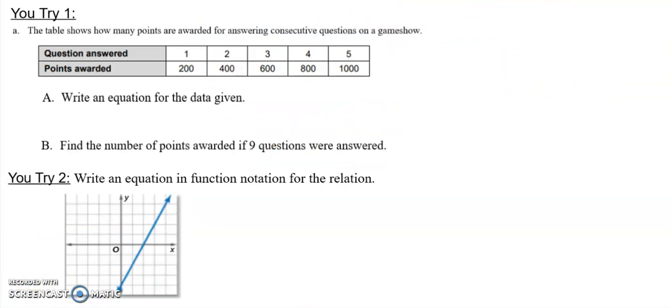Here are your U-try problems. You want to pause the video and complete the U-try problems.